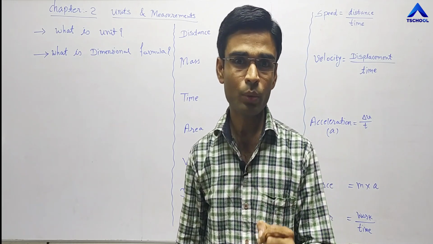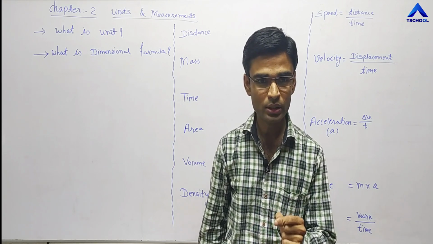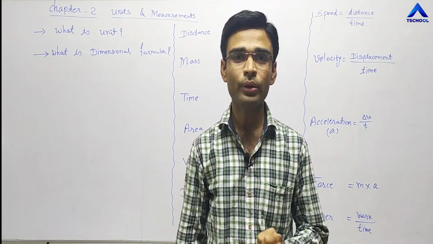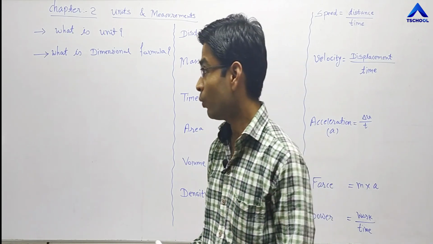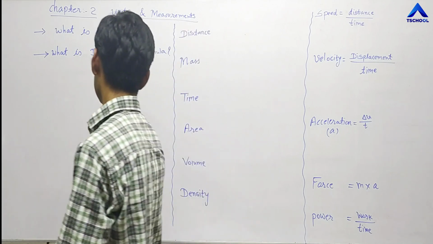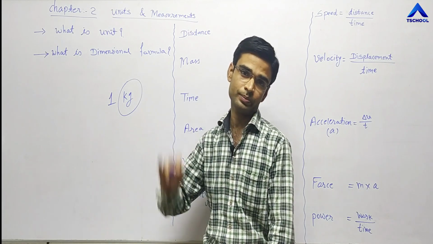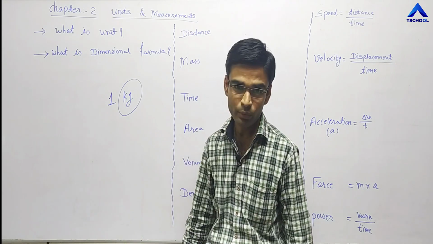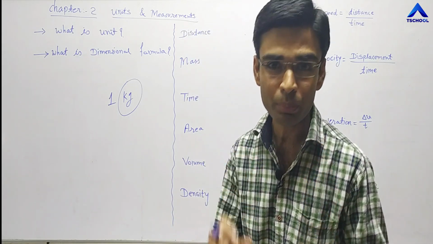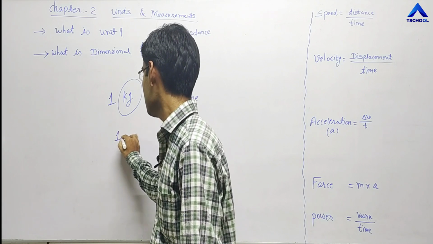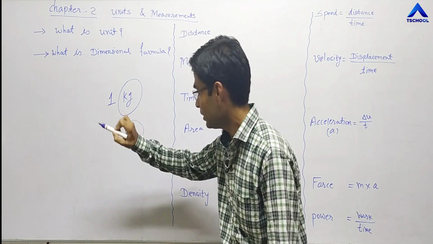Unit means whenever you go to the vegetable market and say, give me 1 kg potato. Listen carefully, 1 kg potato. Here 1 kg, kg is the unit. If you go to the fruit market and say, give me 1 kg apple, then here also kg is the unit.